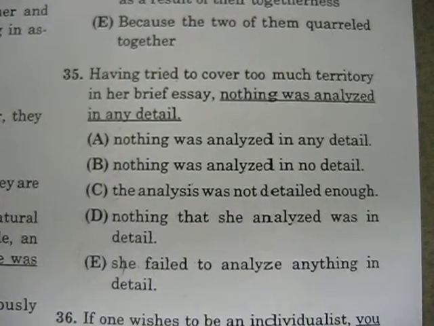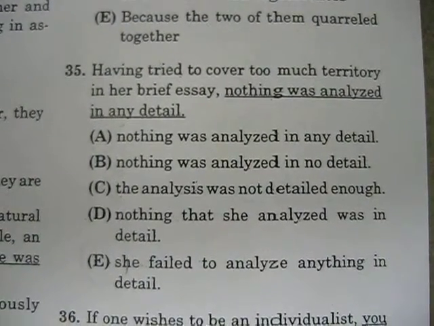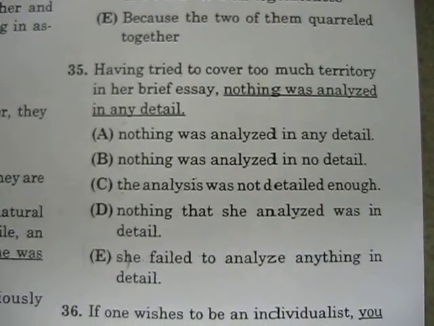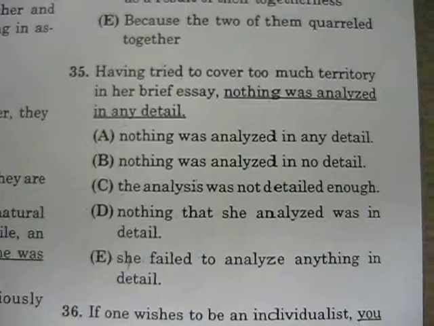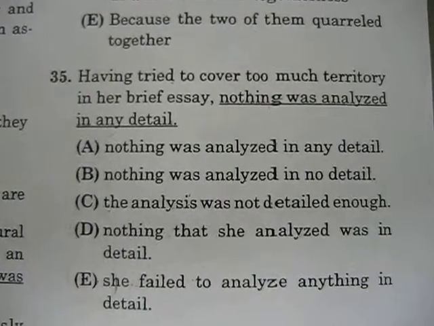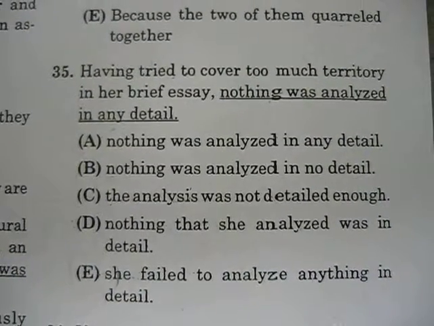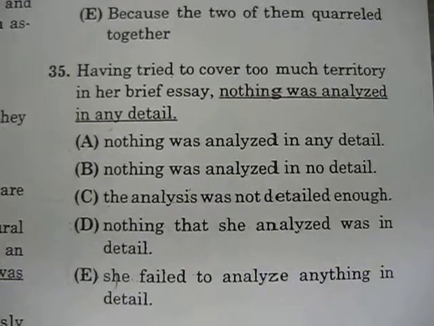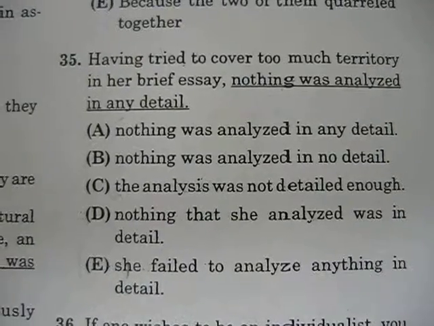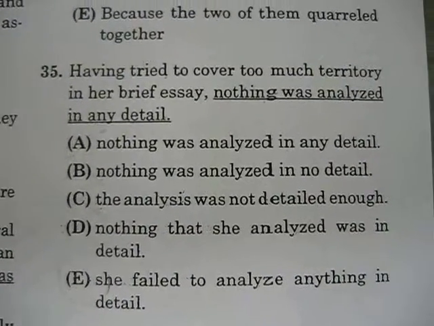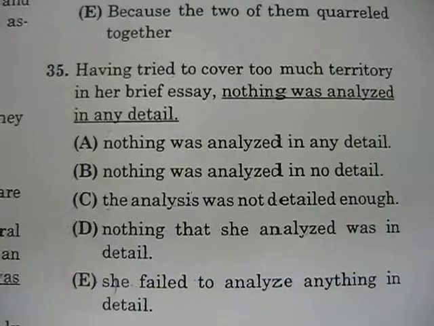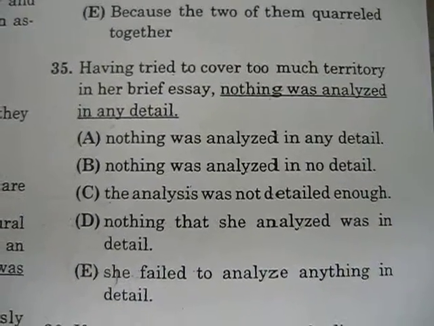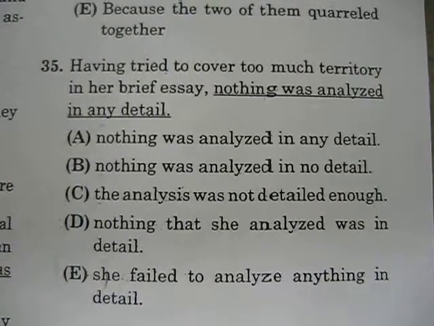A little bit deeper into that, what you're going to see is a dependent clause and an independent clause. An independent clause is a sentence that could stand on its own. If you look closely at number 35, it says, "Nothing was analyzed in any detail." What is completely underlined here is the independent clause, and "having tried to cover too much territory in a brief essay" is the dependent clause. So we have to see if our independent clause is suitable in this situation.